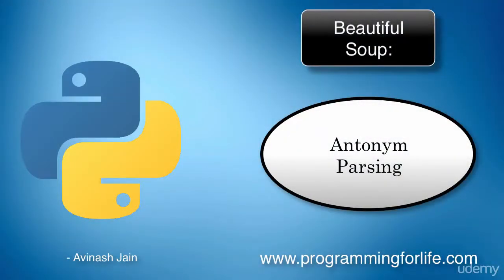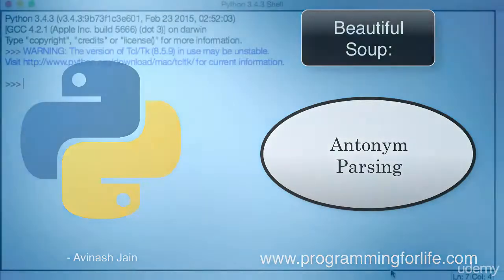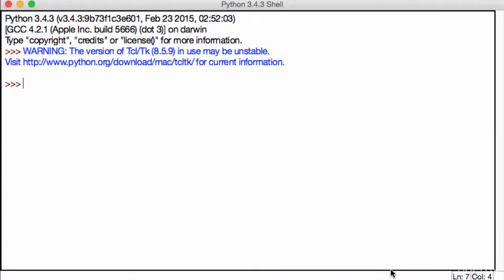Alright, so this might be the final lecture in our Beautiful Soup series, and basically I just want to give you some practice. By now you should have understood how Beautiful Soup works. You can now parse through an HTML document. You know everything that you need to know about the Beautiful Soup module. So this lecture is just going to be some practice, and I thought about doing stocks, but since we already did stocks in the re module, we're just going to stick with something basic like antonyms, okay?